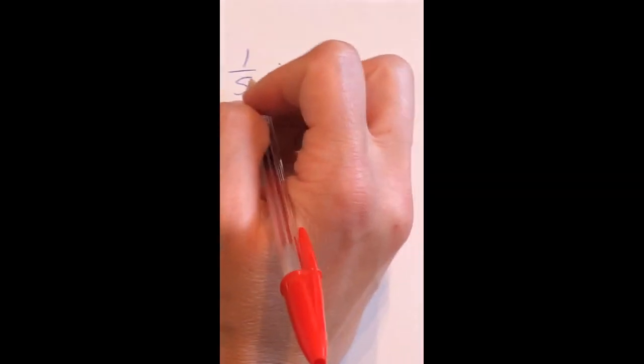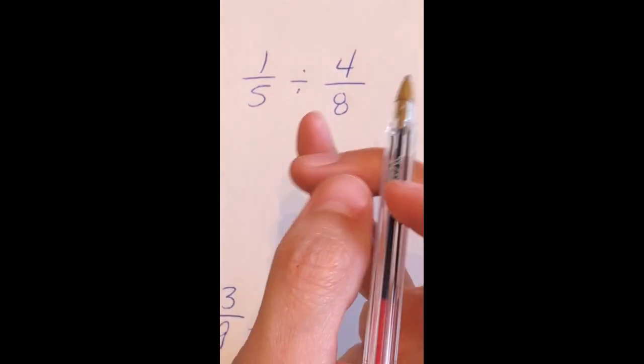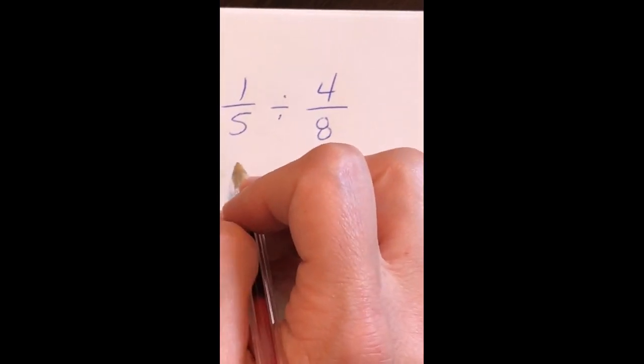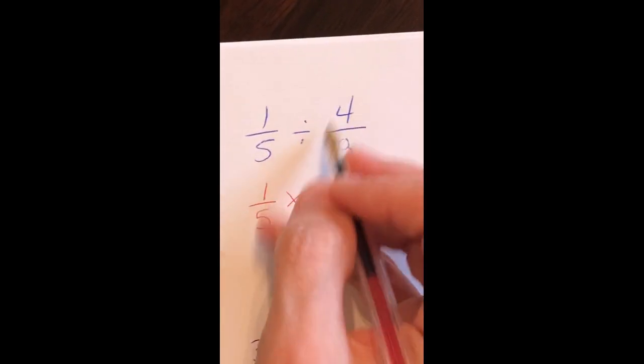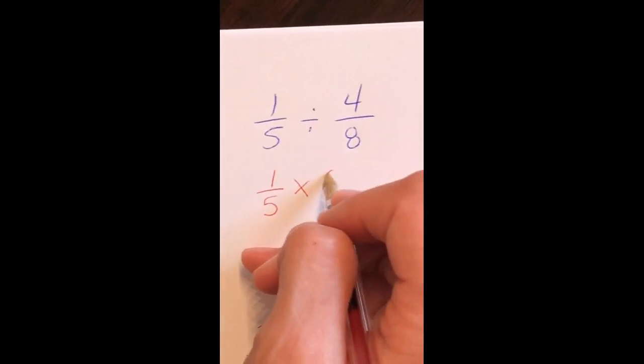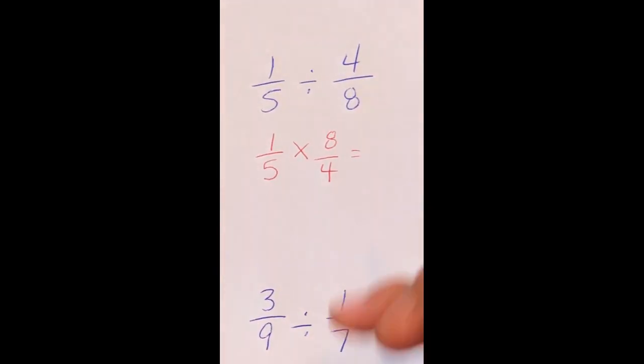So it's 1/5 divided by 4/8. So you can write this right below your problem. You don't need to rewrite the problem today. So we're going to bring down our 1/5. Then I'm going to multiply by my reciprocal. So instead of 4/8, it's going to be 8/4. And then I just multiply like we've been doing.